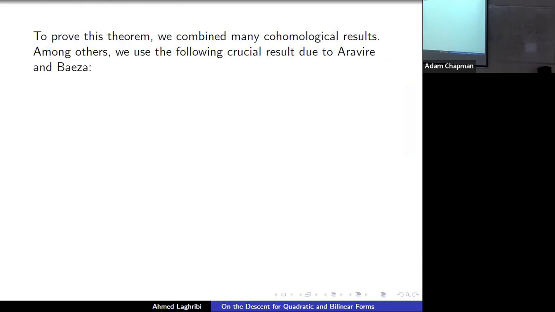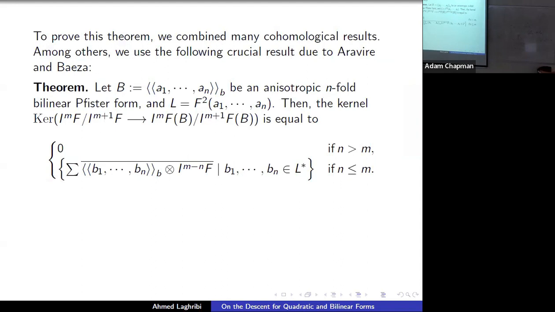So to prove this theorem, we combined many cohomological results. For example, we use this result due to Baeza. Here you take a bilinear Pfister form, which is anisotropic, and you take the field. This field is just the norm field that I defined a few minutes ago. This is the norm field, F2, A1, An. Then the kernel of this homomorphism is like this, zero if n is bigger than m, where n is the field of B, and m is this. And if n is at most m, you have this kernel.